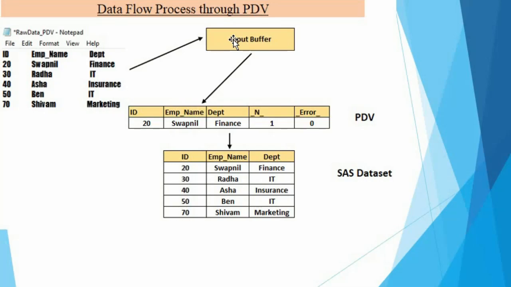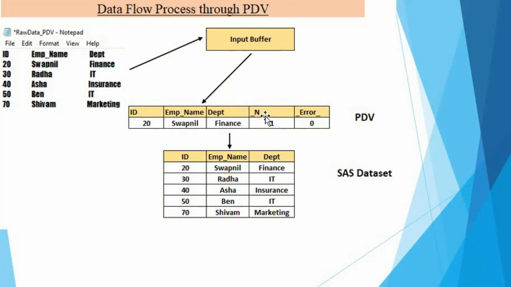Once the input buffer stores the data, then PDV stores the variables and their values. Like ID 20, employee name, then department, finance, and _N_ and _ERROR_. But if you notice, in the raw data we have three variables, but here we have two additional variables, _N_ and _ERROR_. These are automatic variables generated by PDV. So if we want to understand how SAS reads from the backend, these two automatic variables are generated from the backend.